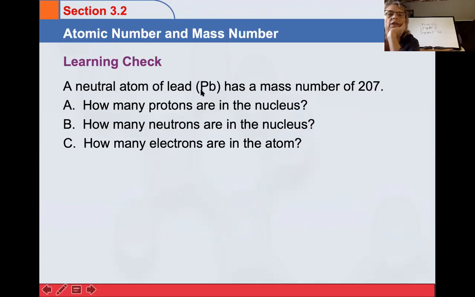So if you had a single atom of lead, and its mass number was 207, use your periodic table to determine, first of all, how many protons are in the nucleus for lead. So based on what you already know, how do you figure out how many protons are in the nucleus for lead? And then based on the fact that you know the mass number, how many neutrons would be in that nucleus? And then how many electrons? Make sure you go ahead and pause your recording.